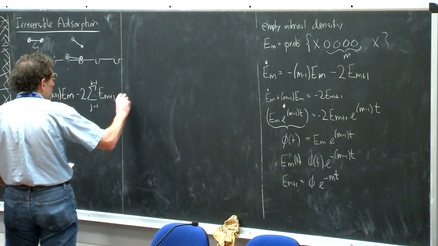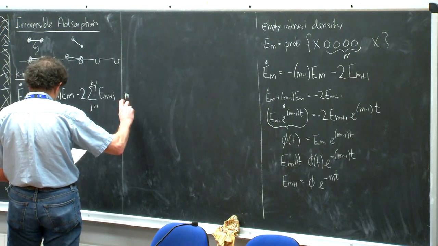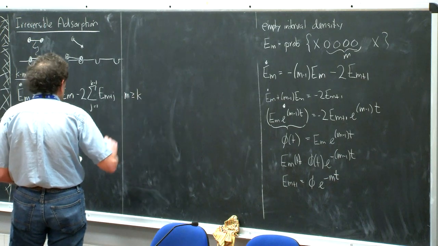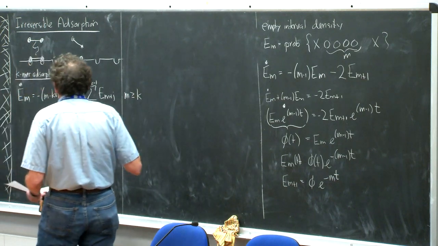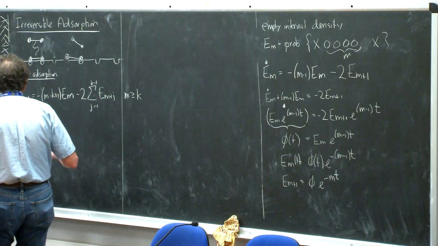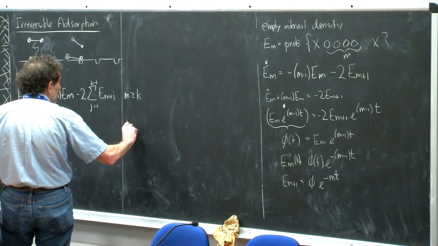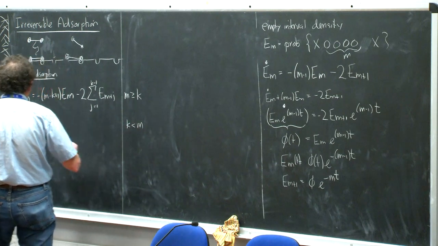And this equation is true for m larger than or equal to k. So that means that the parking spot is big. And let me write down the equation for k less than m, so it's small parking spots.